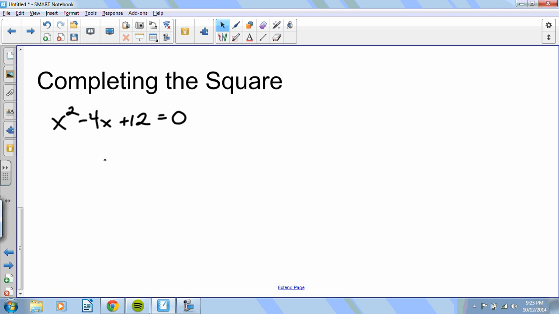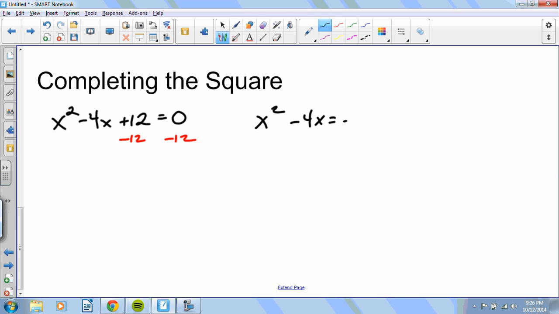So, completing the square. The one difference here is that you're not letting things equal 0. We're going to make things equal to our constant. So the first thing we want to do as we go through this is make things equal to our constant. So 12 is our constant. We're going to subtract 12 from both sides first, and we'll have x squared minus 4x equals negative 12.